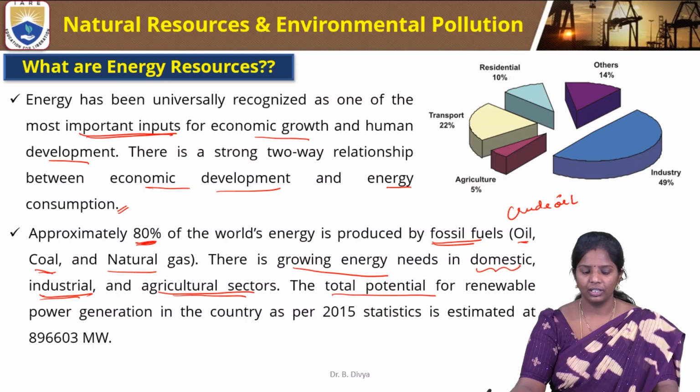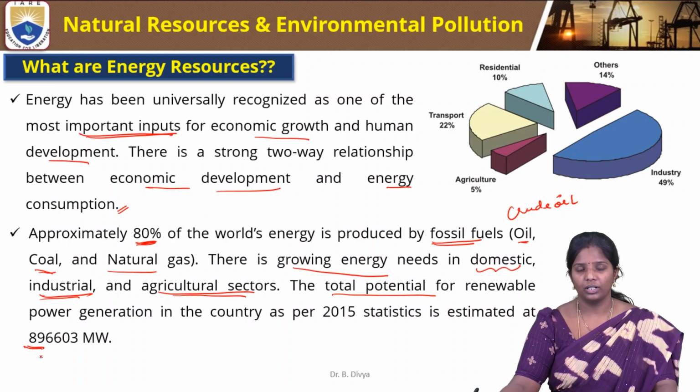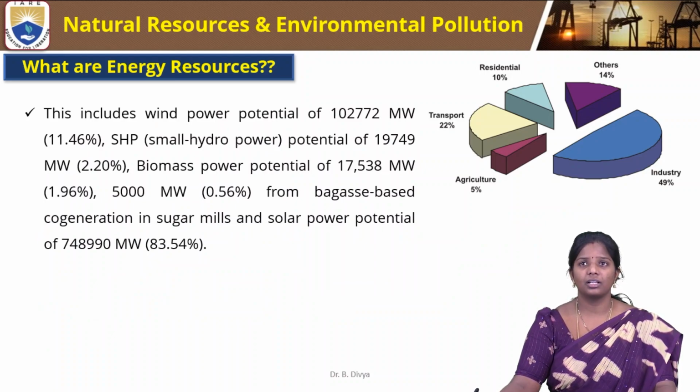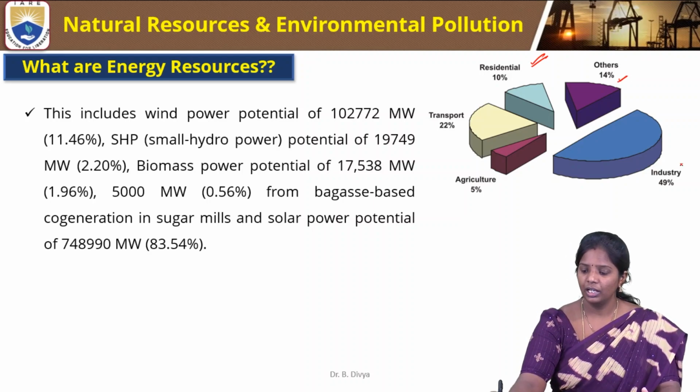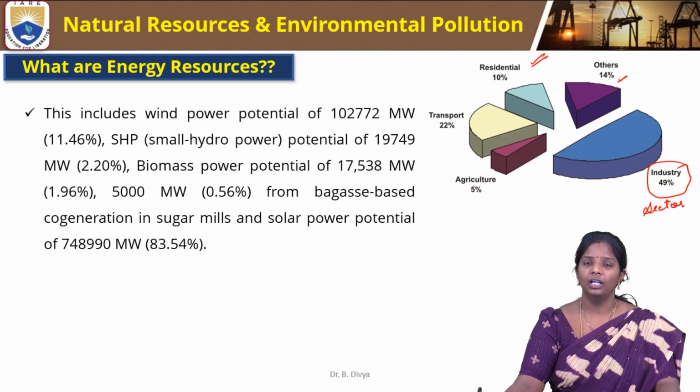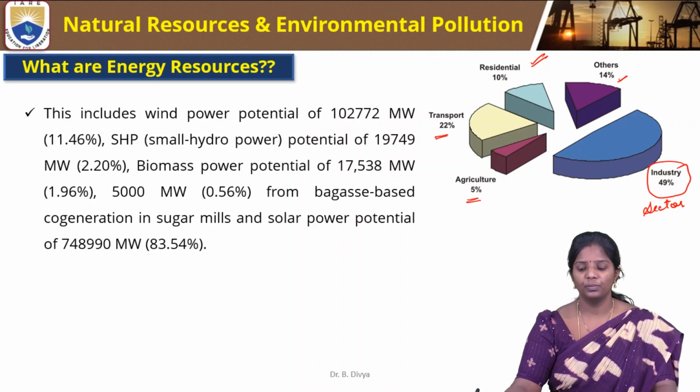So the total potential for renewable energy power generation in our country as per 2015 is estimated to be 89,000 megawatt. So this is how there is a lot of energy we are producing in our country per annum. So this also includes, like, there are various types of energy resources that we are using in different ways. Like residential purpose, we are using about 10% of energy in the form of electricity, and others like 14%. Industry is the largest sector, where we are using about 49% of energy in the form of electricity for running machines. So agriculture is of about 5%, and transportation 22%, and others are around 14%. So this is how we are really using our electricity or the power for different sectors.